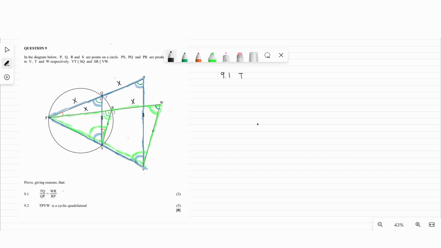We know the fact that TQ divided by QP is equal to what? Looking at the blue triangle, it is equal to VS, because VS corresponds to TQ, divided by SP, because it corresponds to PQ. Your reason is the proportion theorem. And you need to state which lines are parallel to each other. From the blue triangle, QS is parallel to TV.